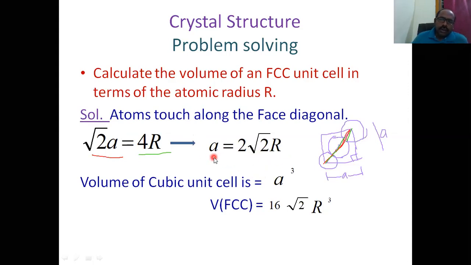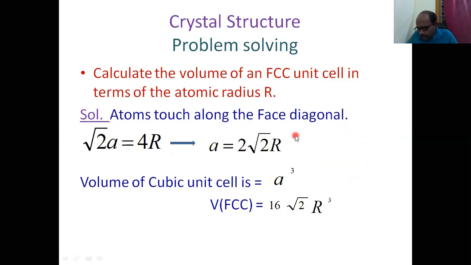So it is our a, or we can say it is the relation between lattice constant and atomic radius in case of FCC lattice. So volume of the unit cell is a cube. Therefore, we have to cube this. So 2 root 2 cubed is 8 into 2 root 2, which is 16 root 2 r cube. Totally 16 root 2 r cube. It is the volume of the FCC unit cell. Okay. Right.